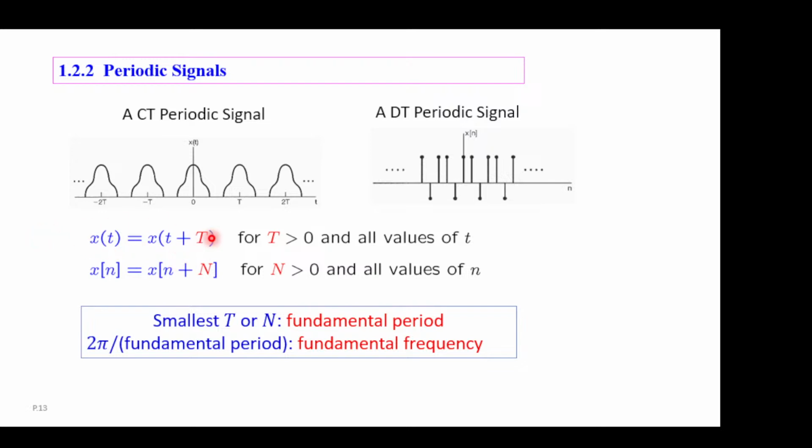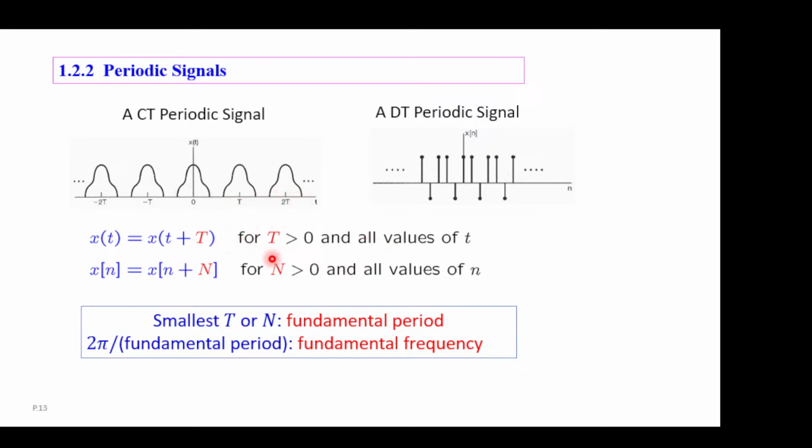So if for all small t, you change x(t) to x(t plus big T) and it is the same signal, then this is periodic with period big T. And similarly for discrete time, x[n plus big N]. And so there are going to be many big T or many big N that will satisfy this, because if it satisfies for big T, then it will satisfy for 2T and 3T, etc.